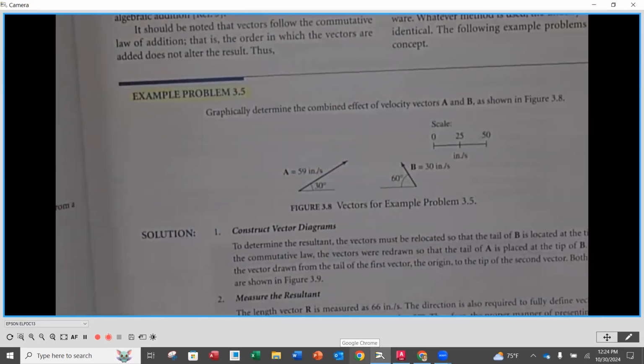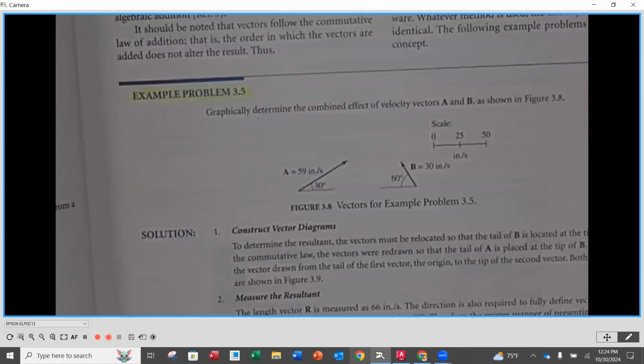as we see them. So you're going to notice that A has a magnitude of 59 inches per second, and it's going at 30 degrees up and to the right. And then B is at 30 inches per second, and its direction is going up and to the left, okay? So first of all, we're going to have to draw each one of those vectors in the orientation that we see it.